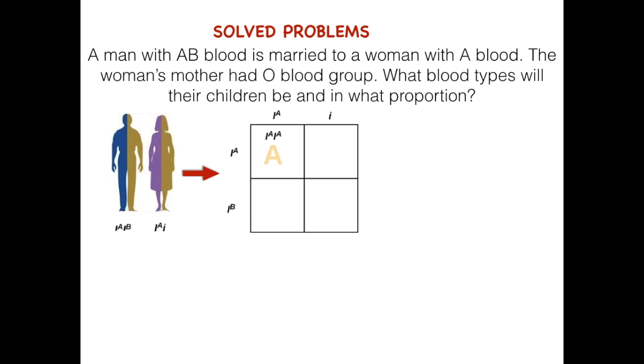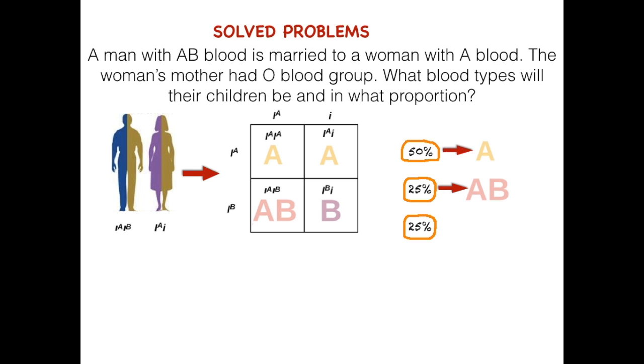So they can have children who are homozygous for A blood group. They can have children who are heterozygous for the A blood group. They can have IAIB, that's an AB blood group codominant child, and they can also have a heterozygote blood group B child. So the proportion is 50% of their children will have A blood group, 25% of their children will have AB blood group, and 25% possibility that they can have a child with a B blood group.